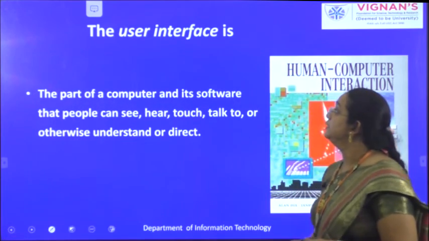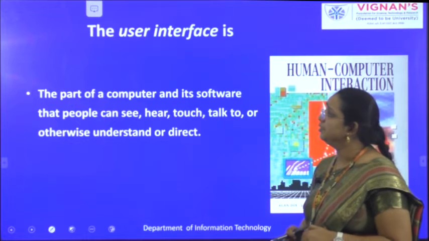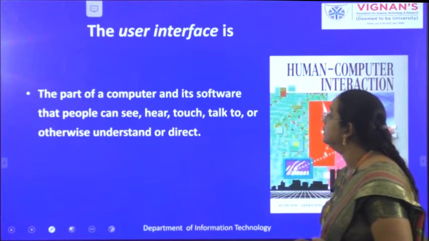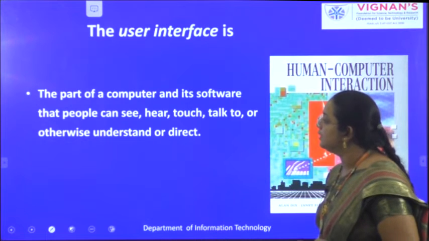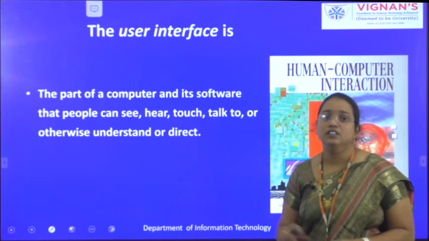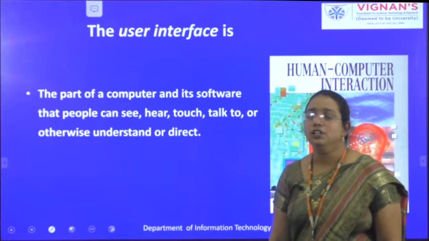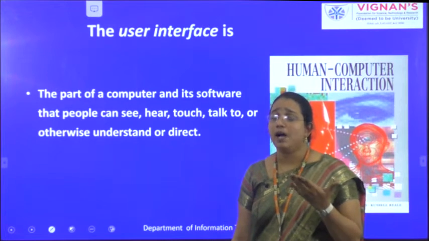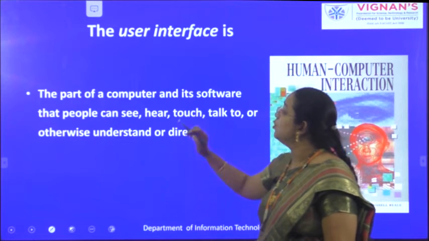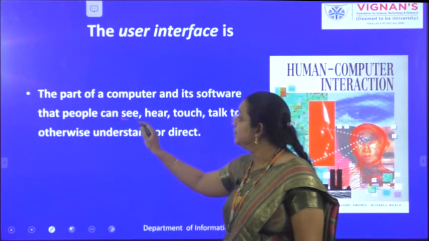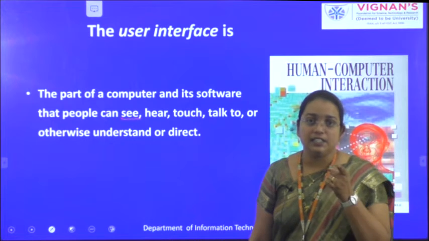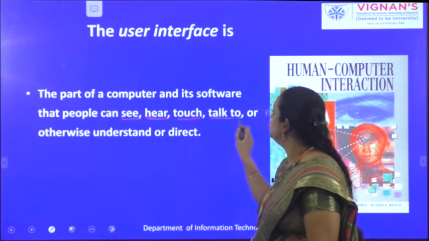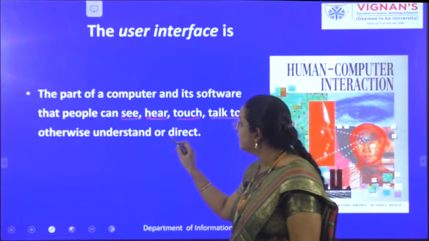Now, what is the user interface? The part of the computer and its software that people can see, hear, touch, talk to and otherwise understand or direct. This is called the user interface. It is a part of a computer and its software that people can see, hear, touch, talk to, or otherwise understand and direct.